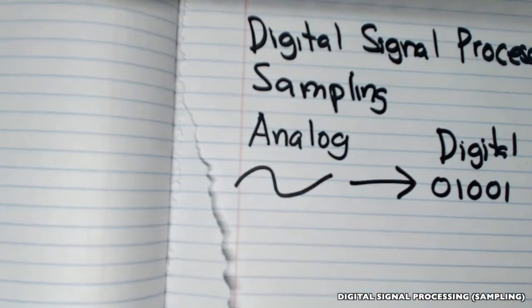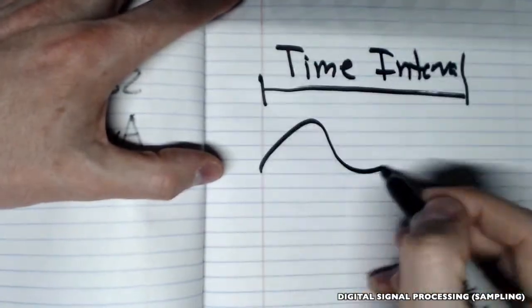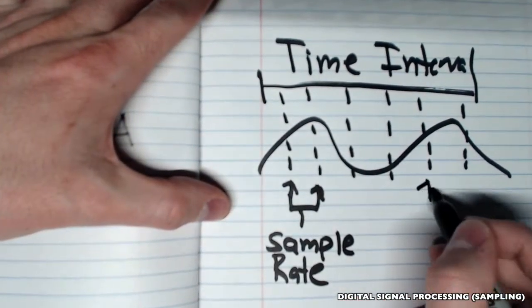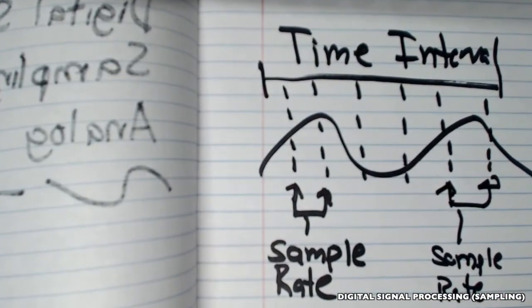A digital sample of the analog signal is made at certain time intervals. How often a sample is taken is called the sampling rate. Determining an acceptable sampling rate is crucial to obtaining a digital representation that resembles the original signal.